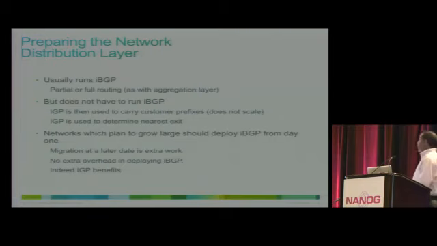The distribution layer usually runs IBGP. It may carry the full table, or it may carry just partial, depending on, again, whether there is a possibility that it may become a transit or not. If it is going to become a transit, then it has to carry a full internet table. If we know that there is no way that the distribution layer will be a transit, then there is no need to carry the full table. Partial will be sufficient.